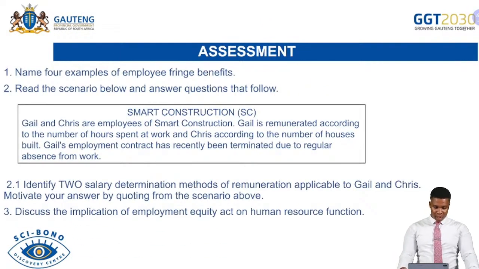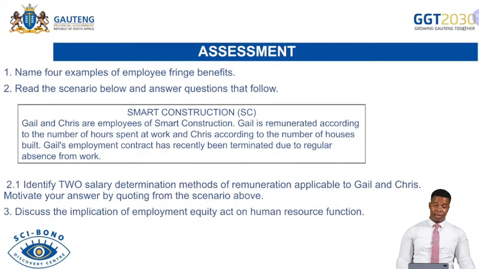Assessment. We have question one. It says name 4 examples of employees' fringe benefits. And number 2, read the scenario below and answer questions that follow. We have Smart Construction with Gail and Chris. So Gail and Chris are employees of Smart Construction. Gail is remunerated according to the number of hours spent at work, and Chris according to the number of houses built. Gail's employment contract has recently been terminated due to regular absence from work.